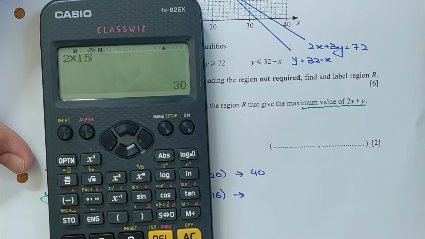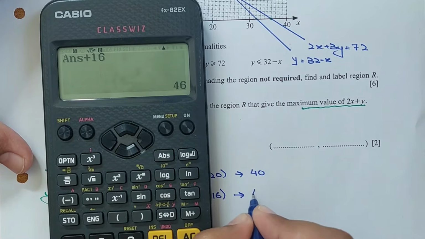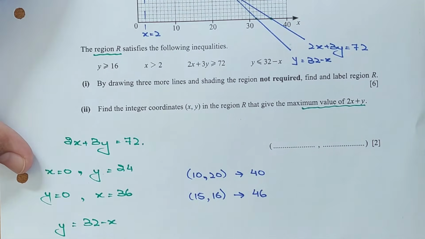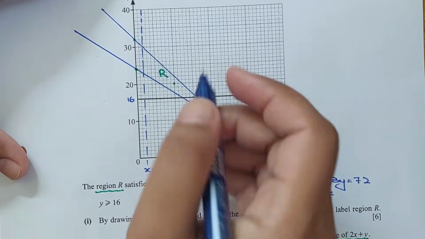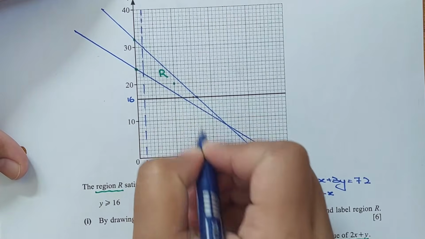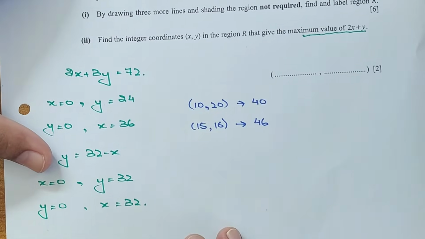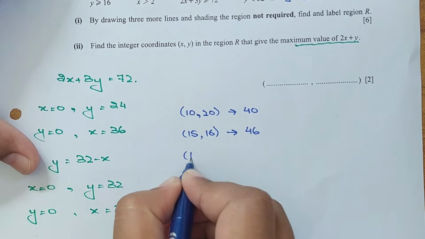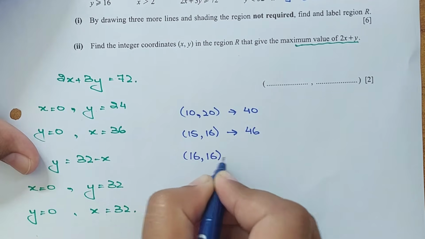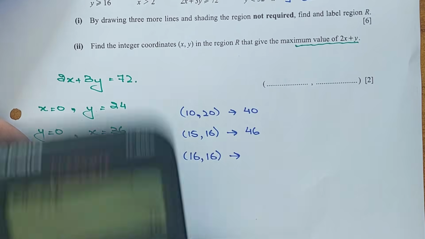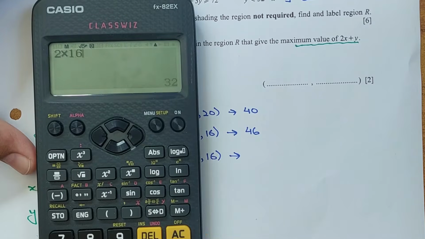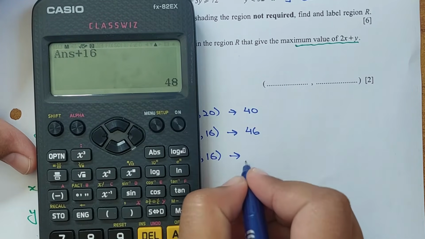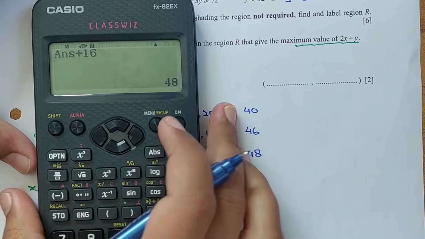2 times 15 plus 16 is 46. It is more than 40, right? Let me check at this point, right? X is 16 and y is 16, so we have 16 and 16. Okay, 2 times 16 plus 16 is 48. So this is the max value.